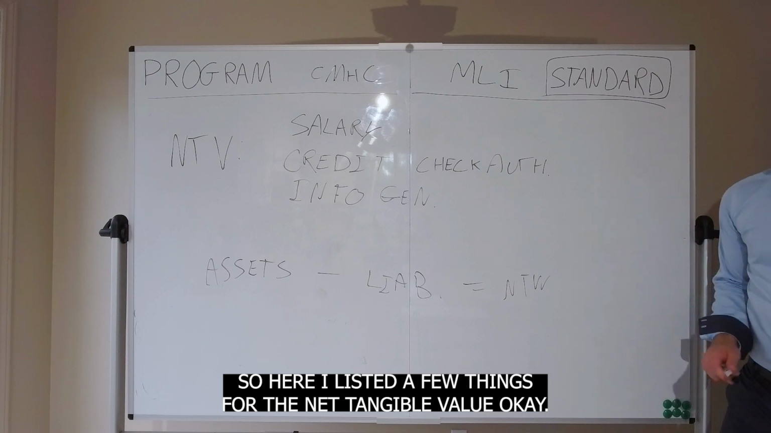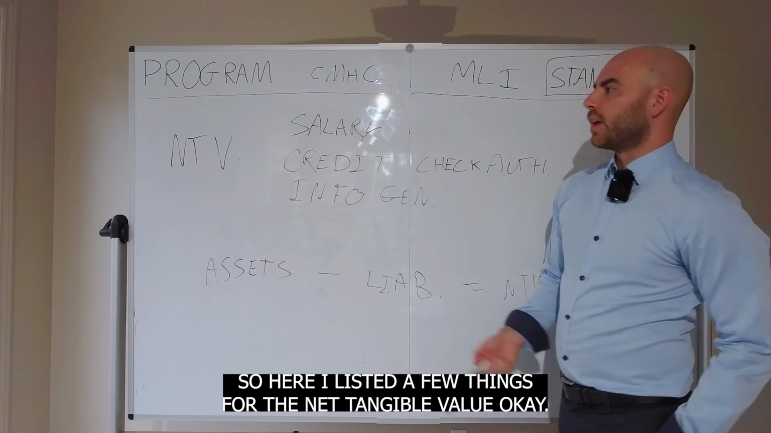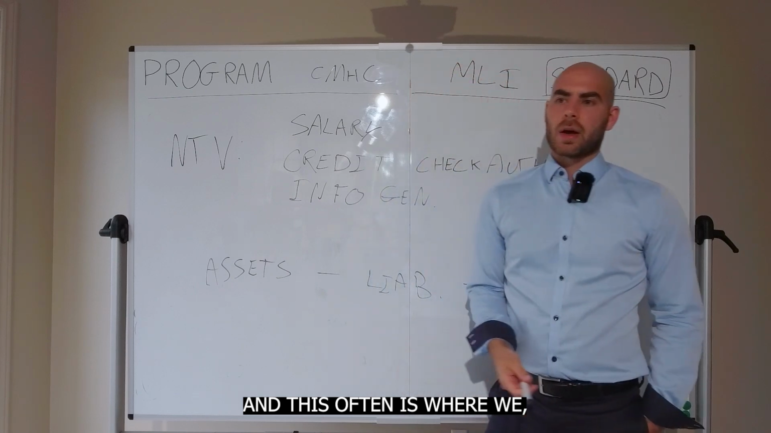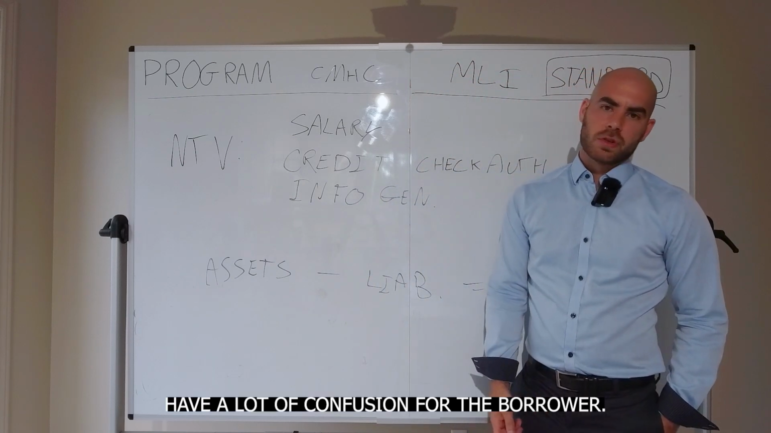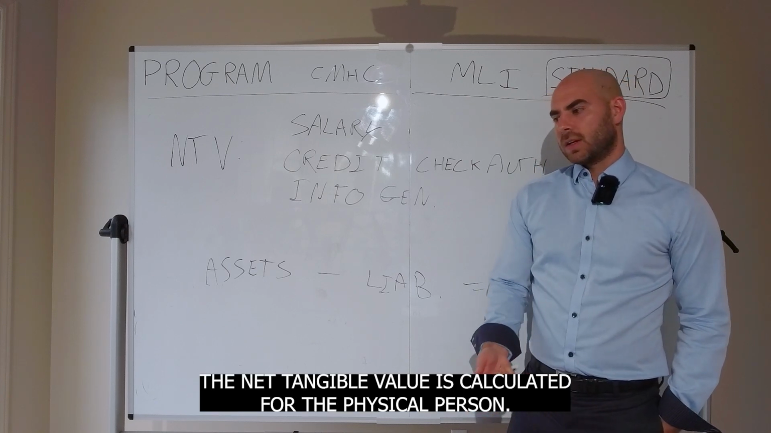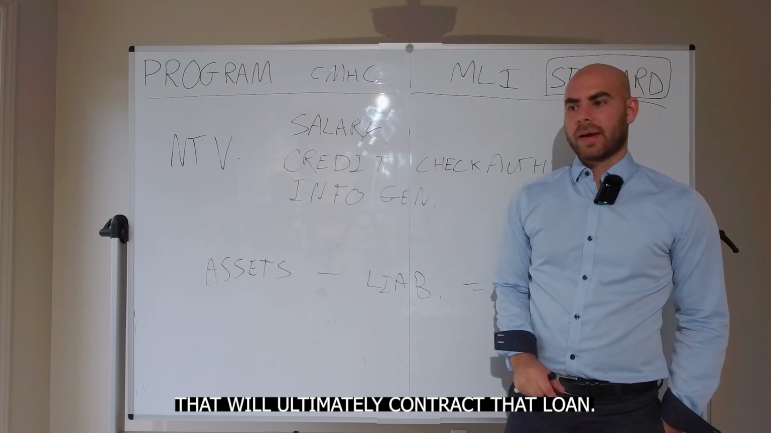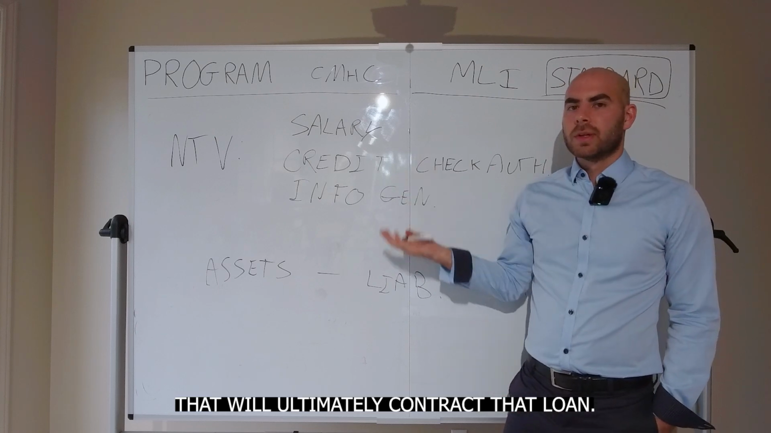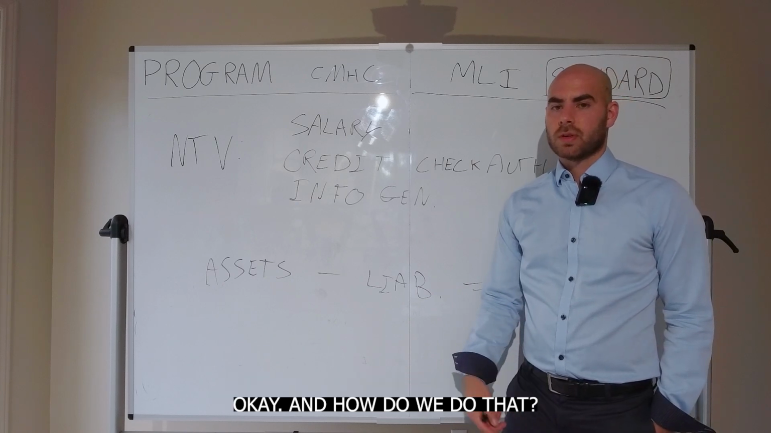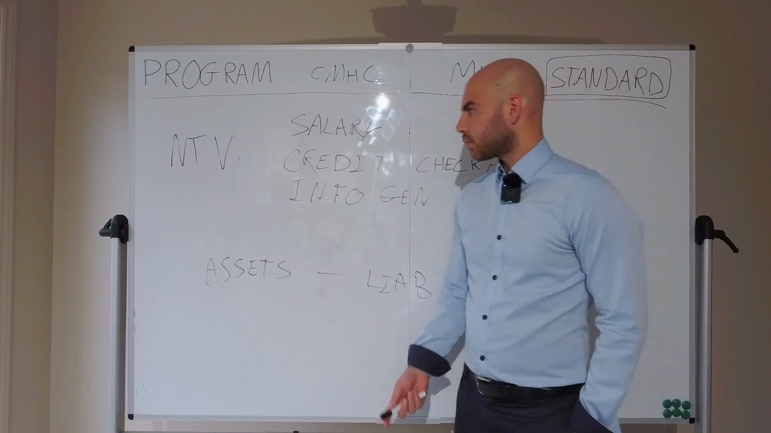So here I listed a few things for the net tangible value, okay? And this often is where we have a lot of confusion for the borrower. The net tangible value is calculated for the physical person that will ultimately contract that loan, and we need to figure out how much this person is worth, okay? And how do we do that?